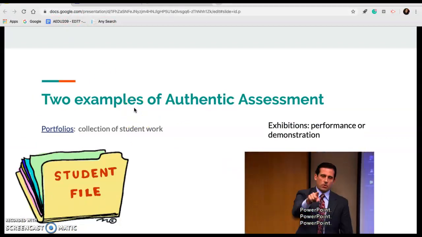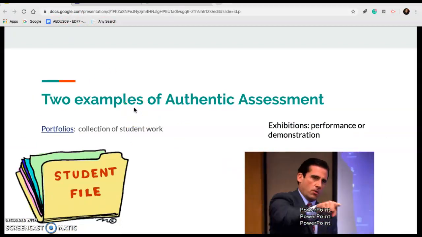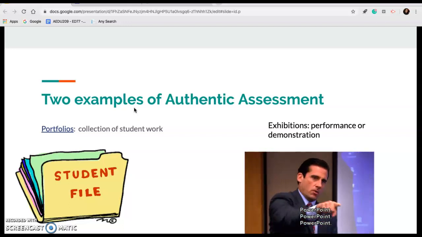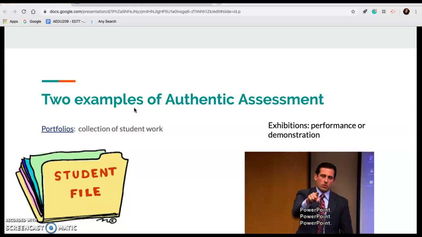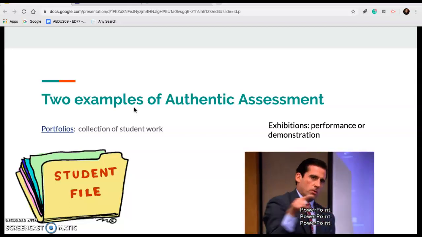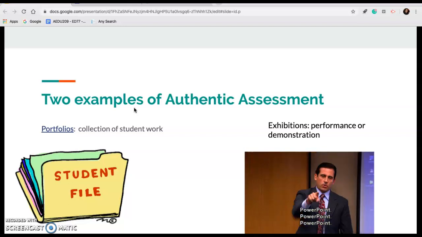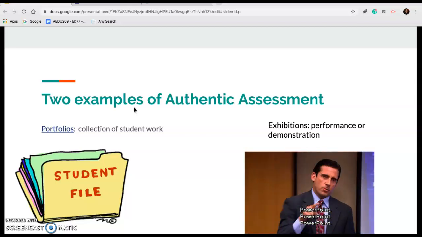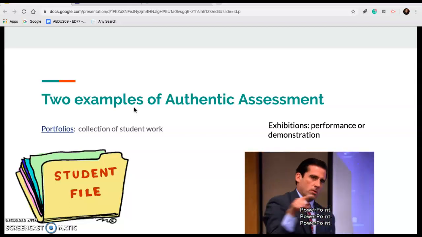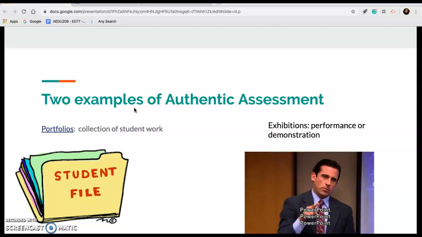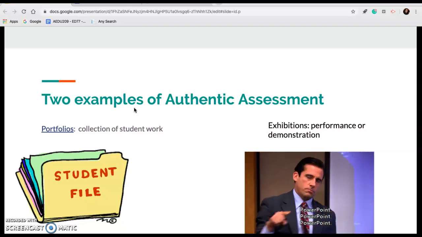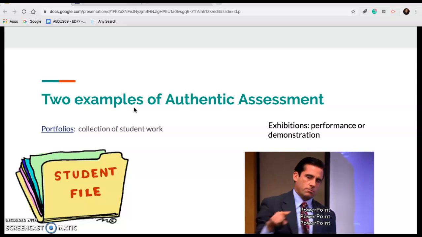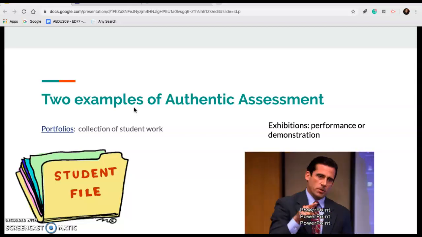Okay, the next example of authentic assessment is exhibitions. Exhibitions are a performance test or demonstration of learning that is public and usually takes an extended time to prepare. Basically, an exhibition is a presentation, and that's what I did in my literature class. My teacher had us explore and then come back and report on it in front of the class. And of course, sometimes we just use PowerPoint, and others choose to be more creative with that.